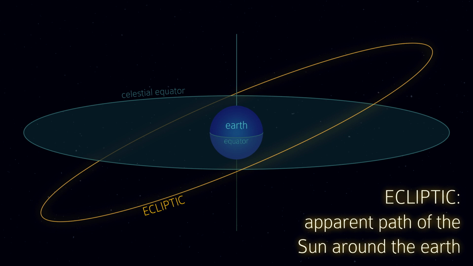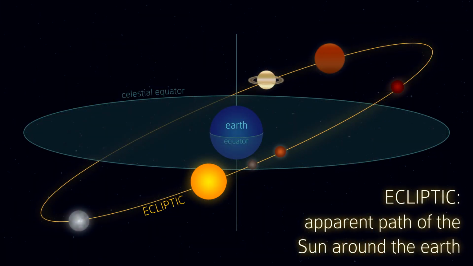Before we talk about what the zodiac is, we have to talk about what the ecliptic is. And the ecliptic is the apparent path of the sun around the Earth. So we know that the Earth actually travels around the sun, but because it looks like we're sitting still from our vantage point here on the surface of Earth, it looks like the sun goes around us.